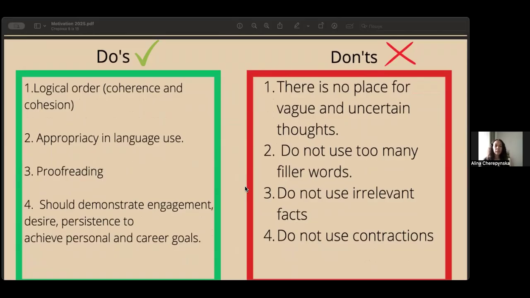Let's speak directly about what you should do and what is better to avoid in a motivation letter. Let's start with the left side with the green square. The first one, what must be done in your writing, is logical order. Here we're focusing on coherence and cohesion.